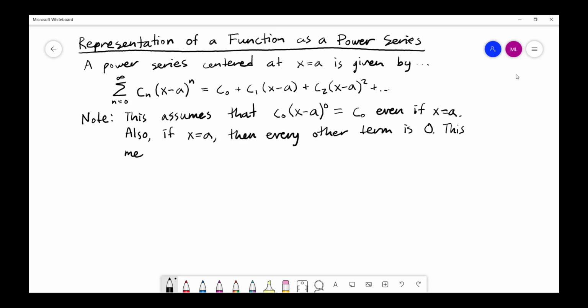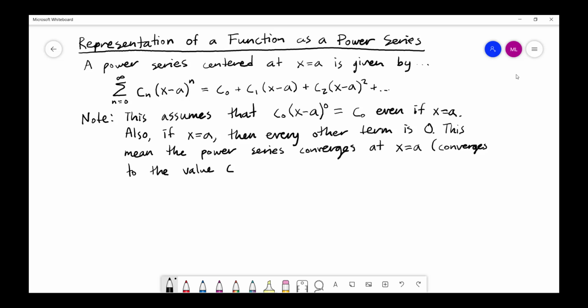This means the power series converges at least at the point x equals a. And it, in fact, converges to the value of C0.